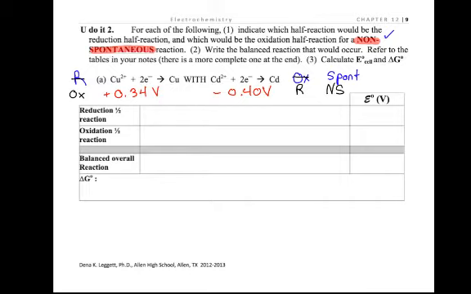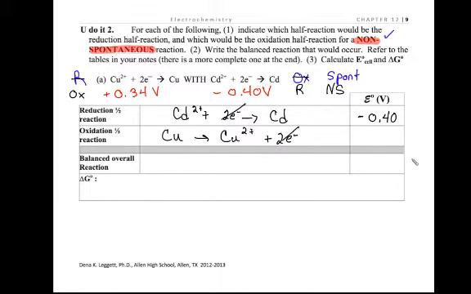Okay, let's take a look at this. So our reduction half reaction is now cadmium 2 plus plus 2 electrons going to cadmium. And I'm going to keep the E0 exactly as is because these were reduction potentials. And I'm going to reverse the copper so that copper solid is being oxidized to copper 2 plus plus 2 electrons. And this is a pretty easy one to balance. Same number of electrons. We don't need any coefficients. Now, since I reversed the reaction, I have to change that sign.